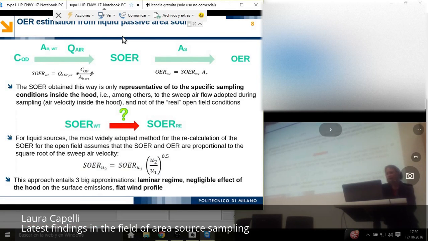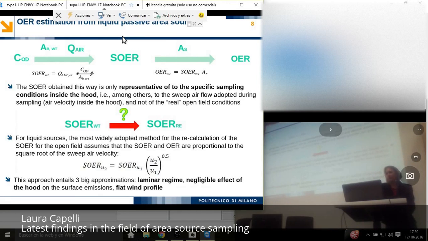In other words, this is the specific odor emission rate that is referred to the sweep airflow rate that was sent inside the hood during the sampling. So that is not necessarily representative of what happens in the open field when the hood is not there, of course. And that is the problem you have when you want to use dispersion modeling afterwards. So what can you do to recalculate your specific odor emission rate from the conditions inside the wind tunnel to the conditions outside the wind tunnel?